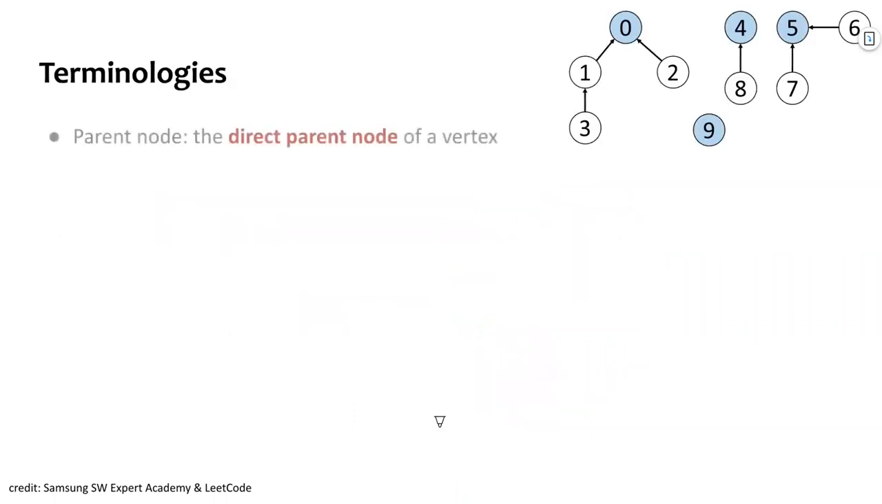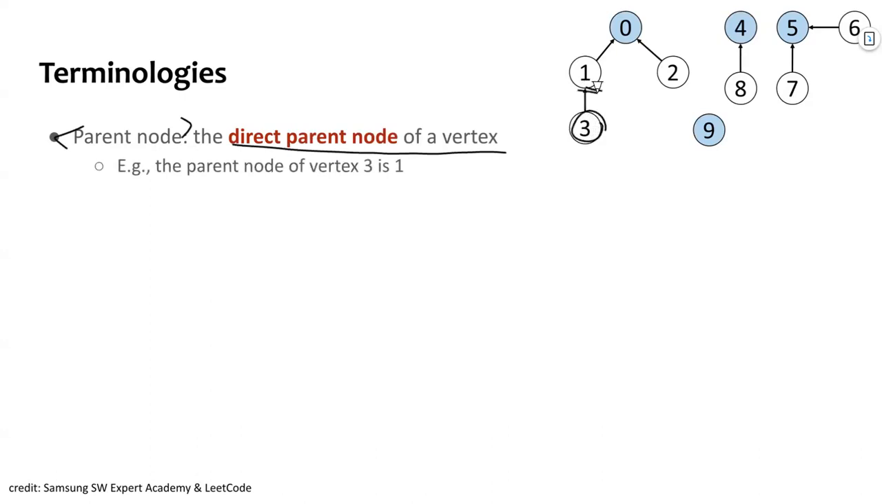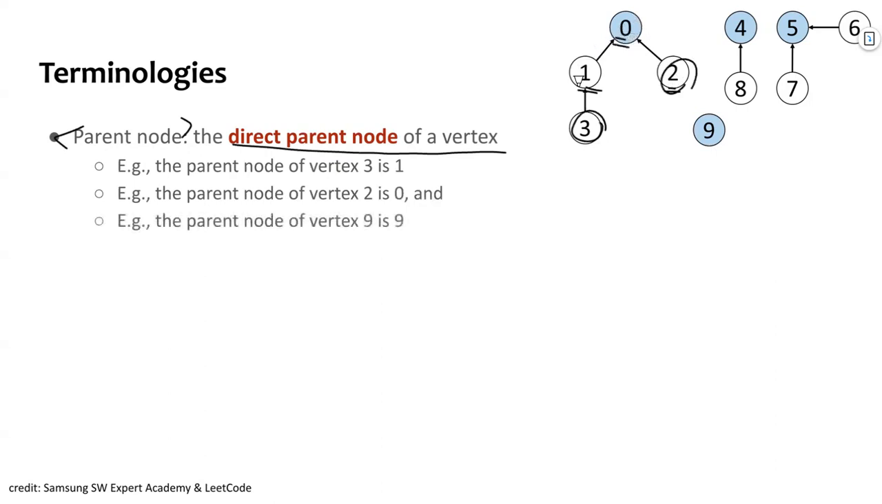And there are some terminologies related to disjoint sets. We say a parent node. So the direct parent node of a vertex is its parent node. For example, the parent of vertex 3 is 1. And the parent of 2 is 0. And the parent of 1 is 0. And the parent of 9 is 9 itself. And the parent of 0 is 0 itself.